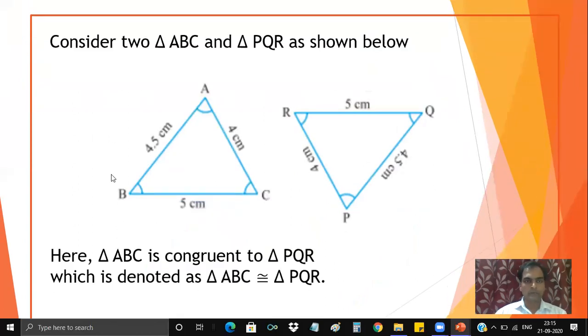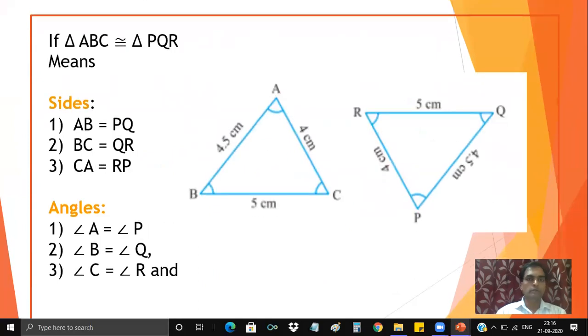Let's see one example of congruent triangles. Consider two triangles ABC and PQR. Here triangle ABC is congruent to triangle PQR, and that is denoted by triangle ABC is congruent to triangle PQR. This is the symbol of congruent.